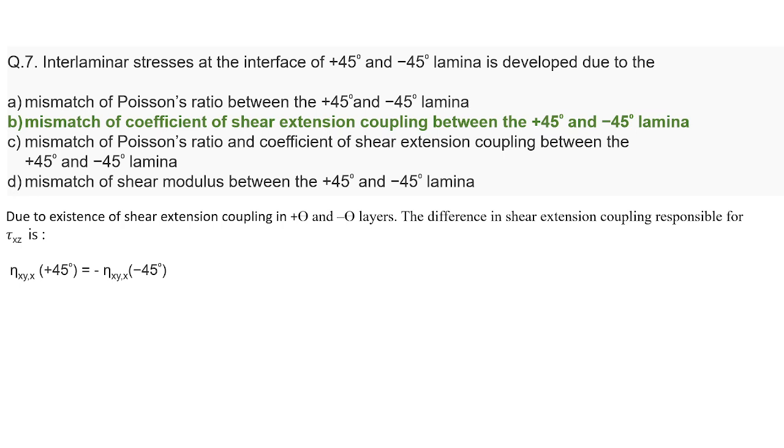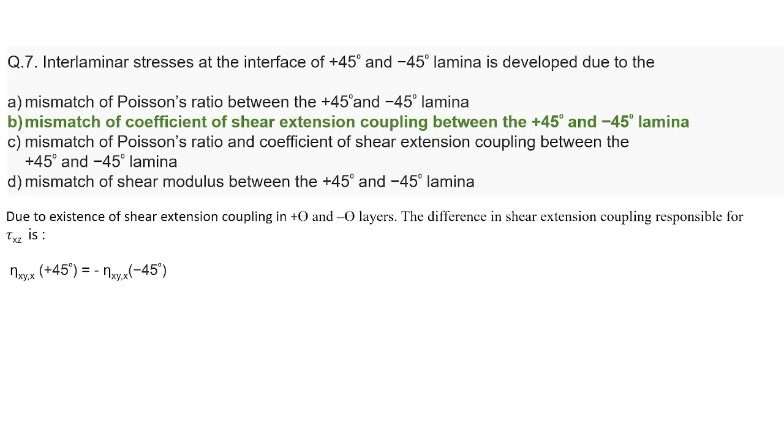Our next question is, interlaminar stresses at the interface of plus 45 degree and minus 45 degree lamina are developed due to. The first option says that there is a mismatch of Poisson ratio between plus 45 degree and minus 45 degree, which is not correct. As you already saw in the first question, the Poisson ratio is equal. Second option says that there is a mismatch of coefficient of shear extension coupling between plus 45 degree and minus 45 lamina, which is the correct option.